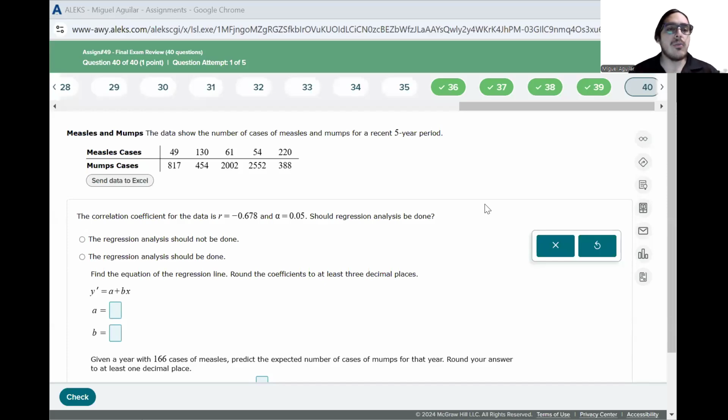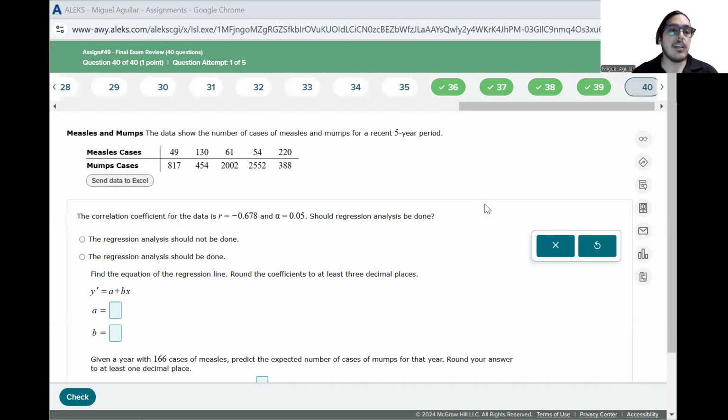So here we go, yet another regression analysis question. And this is our final question. It says measles and mumps. The data show the number of cases of measles and mumps for a recent 5-year period. Okay. So again, if we can sort of piggyback off of that last question, we have our data.